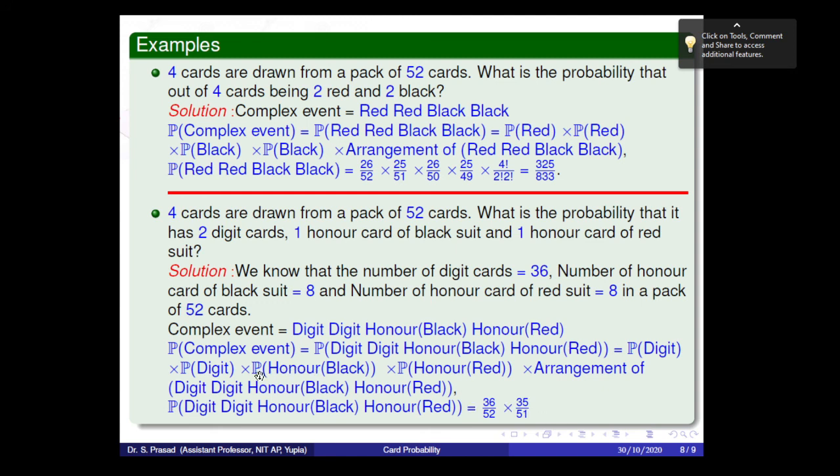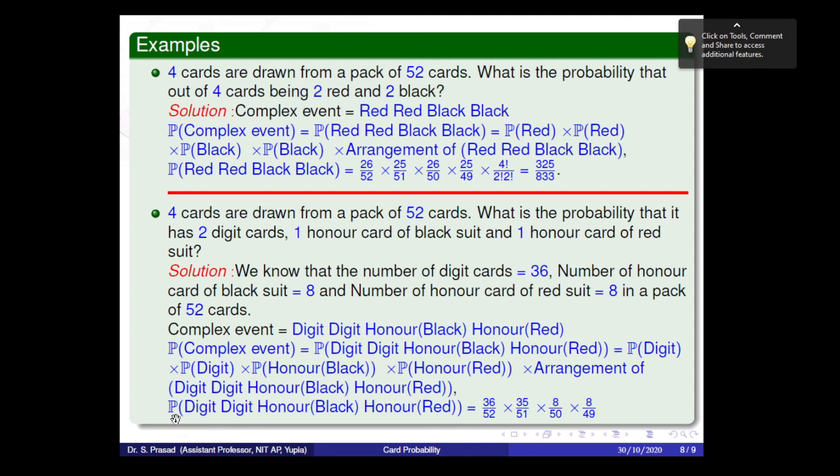Again into the probability of honor black cards. So how many honors of black cards? Total is 8. So we write 8 by 50. Why 50? Here it is 52, 51 and 50. And now we go for the probability of red card also, 8 by 49, because the 4 cards are drawn. That's why we write 52, 51, 50 and 49. So here the probability of honor red cards is 8 by 49.